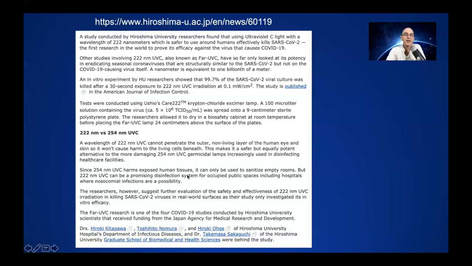Now, they go on to say a wavelength of 222 nanometers cannot penetrate the outer non-living layer of the human eye and skin. So it can't cause harm. It can't cause blindness. It makes it a safer but equally potent alternative to the more damaging 254 nanometer UVC germicidal lamps increasingly used in disinfecting healthcare facilities.